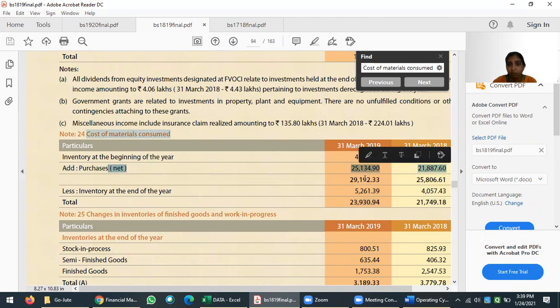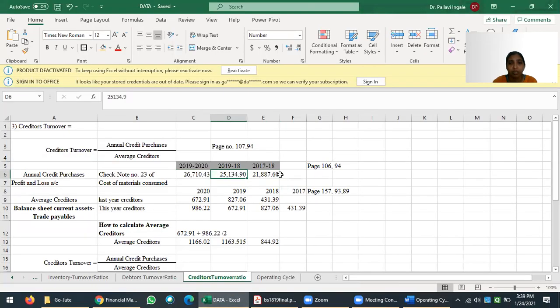Understood? So the same amount, if you see 25 and 21, the same amount is here, 25 and 21. So don't get confused. So now the first parameter, annual credit purchase, I got. This is annual credit purchase, and this is the data I have received for it. Then follow my yellow color so you are able to understand what parameter is found.